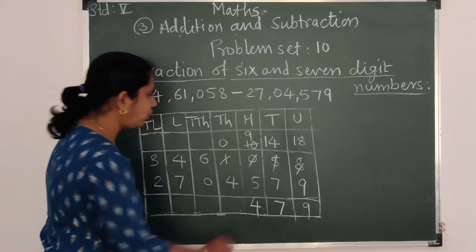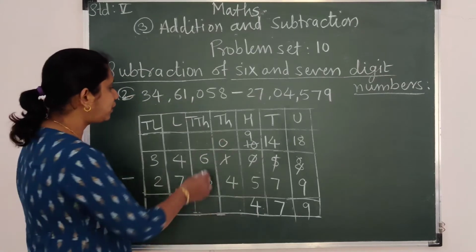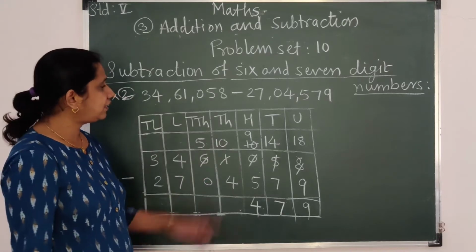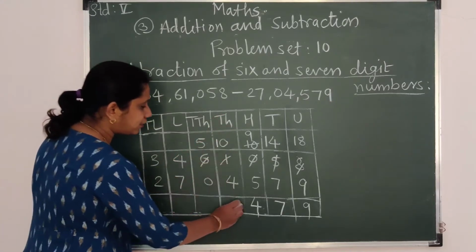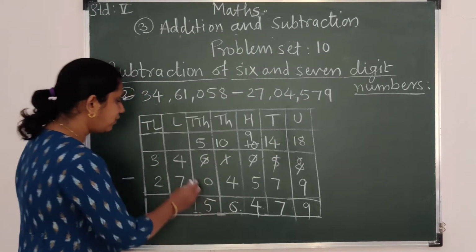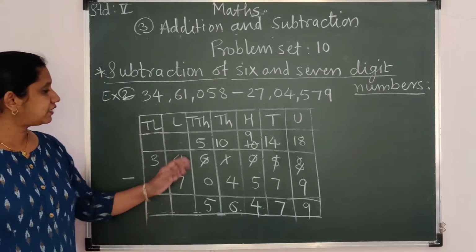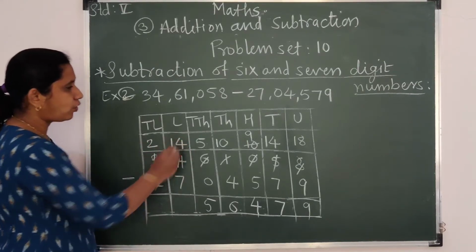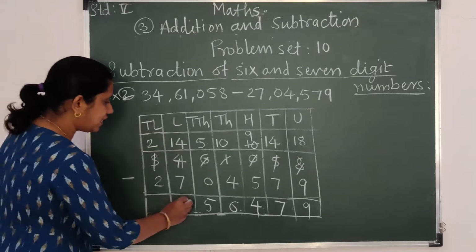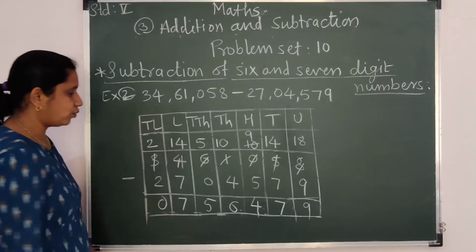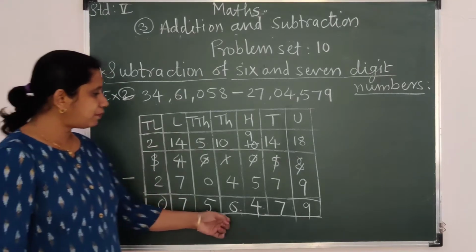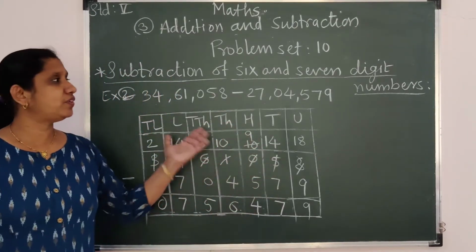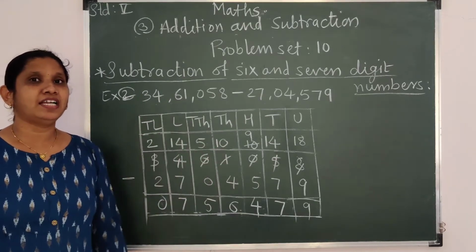9 minus 5, 4. Now again 0 minus 4, not possible. Go to the previous number, cancel it, will remain 5. This number becomes 10. On the thousands place, 10 minus 4, 6. 5 minus 0, 5. Again we cannot subtract 7 from 4, cancel it, will remain 2. This number becomes 14. 14 minus 7, yes it is 7. 2 minus 2, 0. So our answer is 7,56,479. Children, these two sums which we studied are solved examples in the textbook.